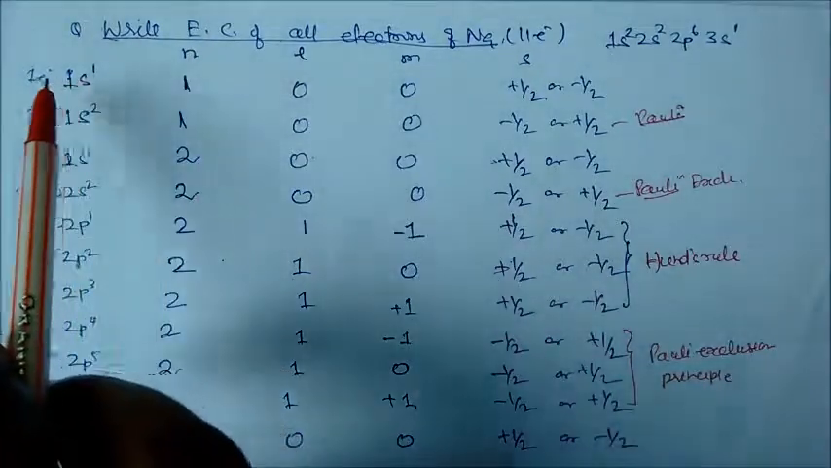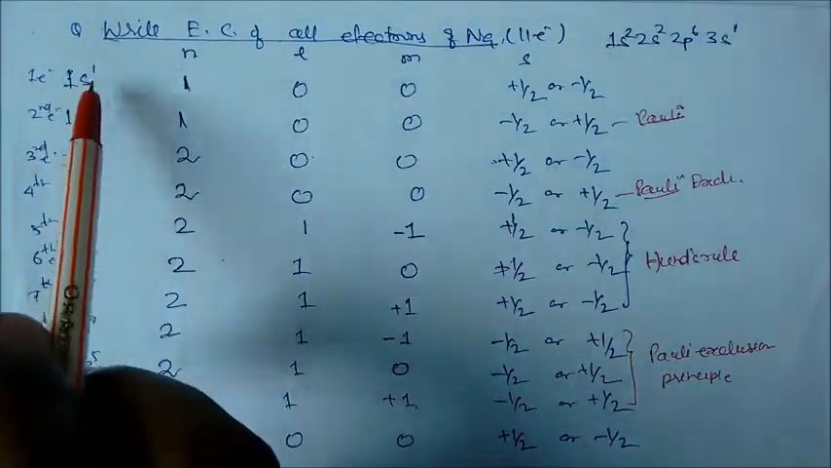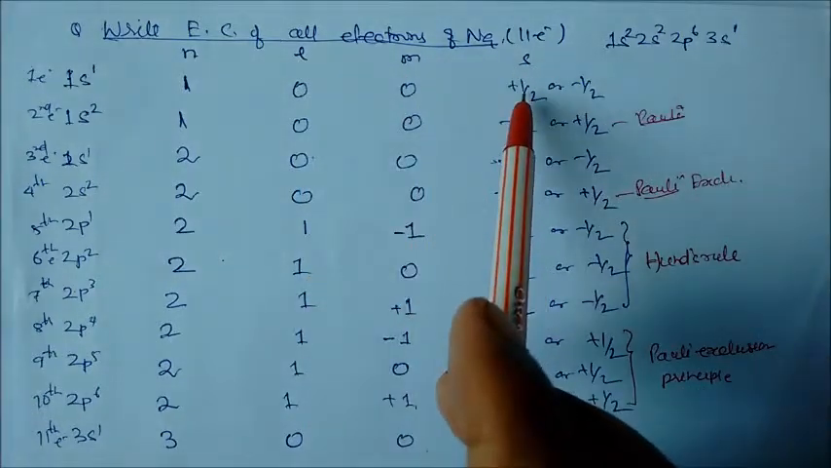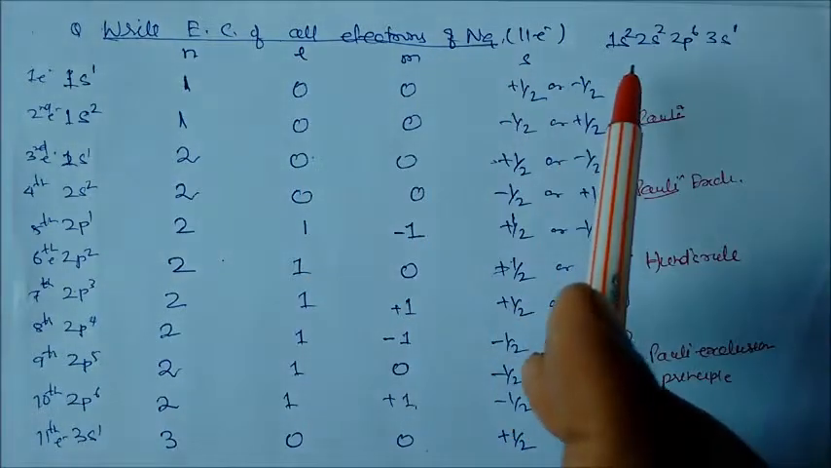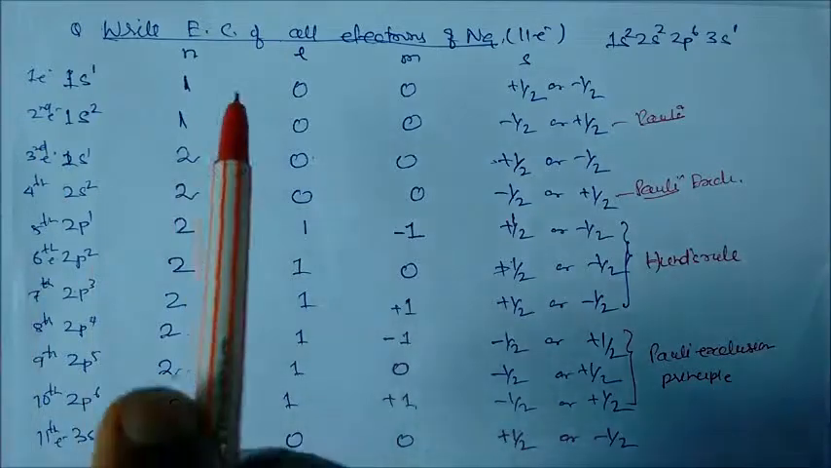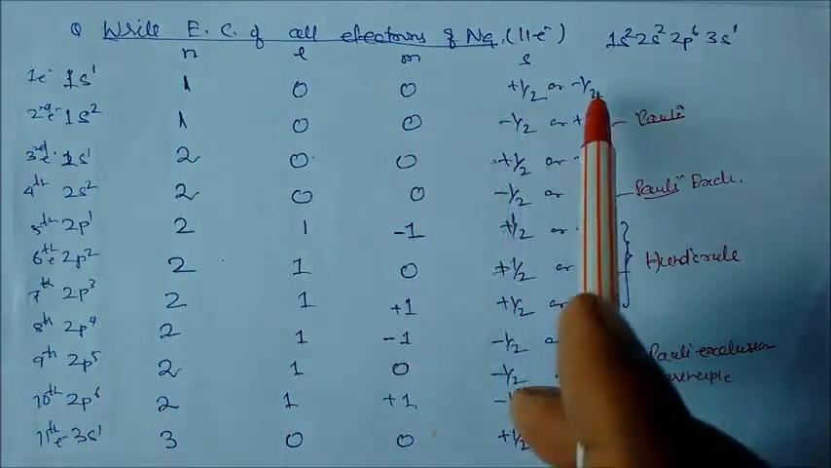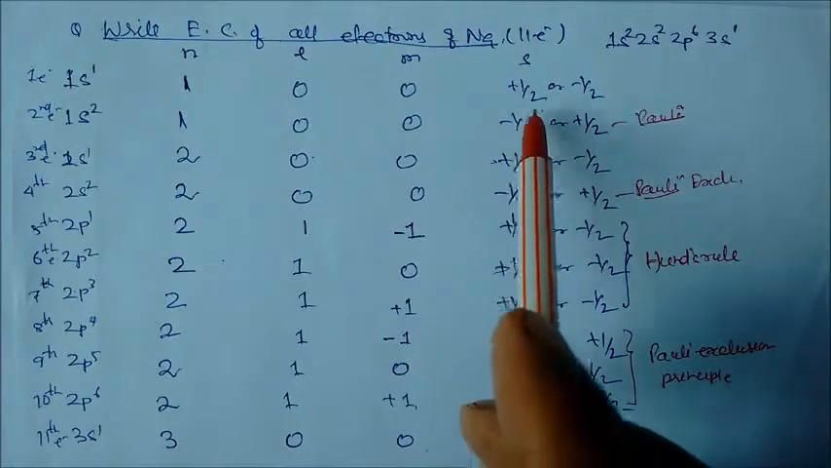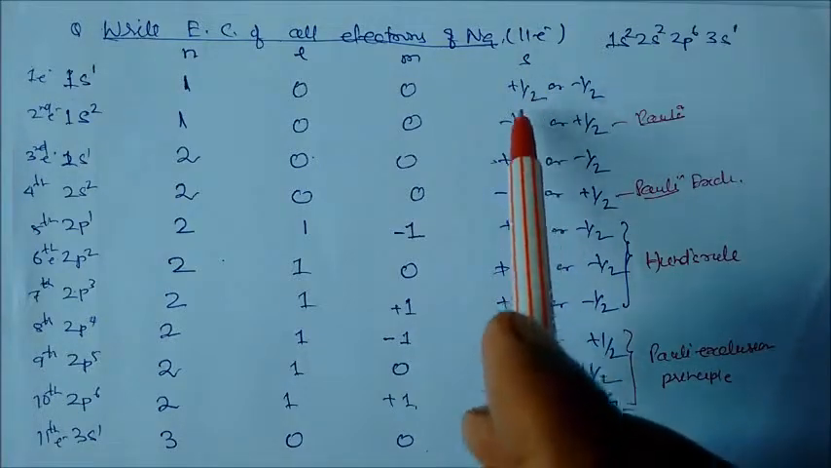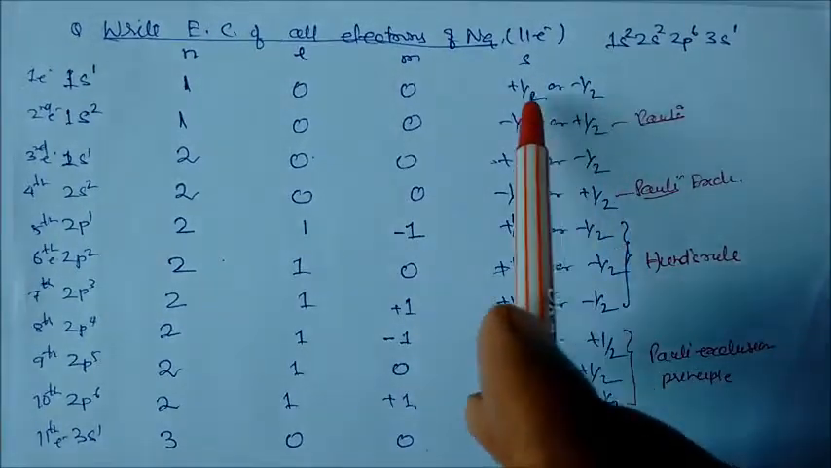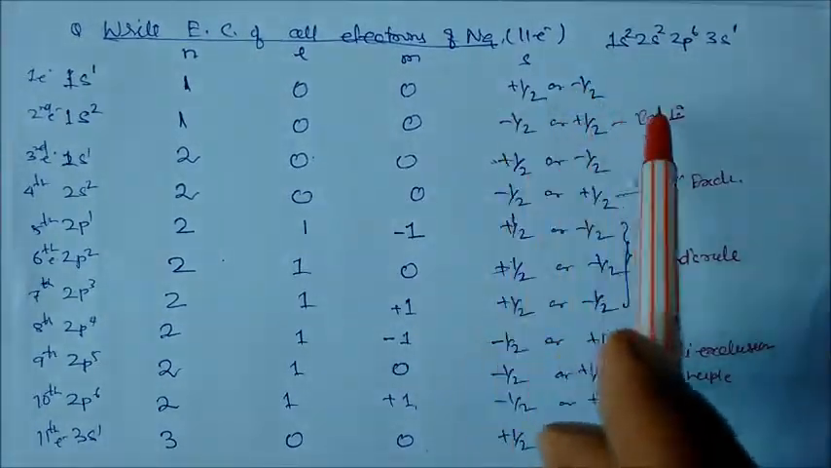So for 1s electron, we can write it. This is the 1, the S0. For s, l will be 0, m will be 0. So the first electron will be plus half or minus half. Now come to the second electron. Since it is s orbital, these three quantum numbers will be the same, but the second electron will be minus half. So we can see this is opposite spin. This is one orbital, this is second orbital. You can write this one or this one. So we are following the Pauli principle.